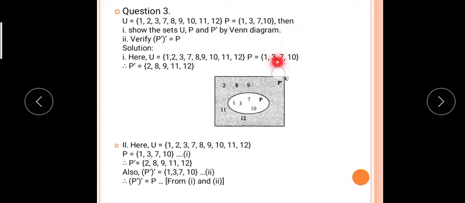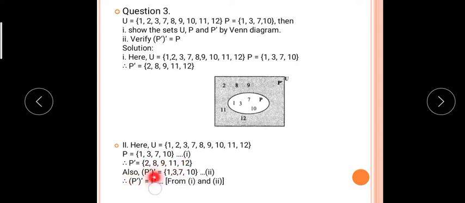So which are in P? 1, 3, 7, 10. Don't write those. Other than that, 2, 8, 9, 11 and 12. These are the P dash. So firstly draw the universal set. Write the elements which are in P, and the remaining elements you have to write outside, and just mention here P dash, because the elements which are not in P are P dash. Understood? Now all of you know the numbers 1 to 12. P also you know: 1, 3, 7, 10. P dash also you know: 2, 8, 9, 11, 12.